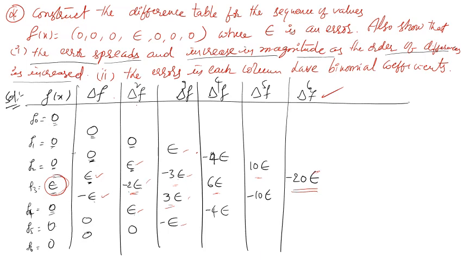And next, second point, the errors in each column have binomial coefficients. See, in second order, what are the terms? Epsilon, minus 2 epsilon, epsilon. Third order: epsilon, minus 3 epsilon, plus 3 epsilon, minus epsilon. These are binomial expansions. I will write in the next table.